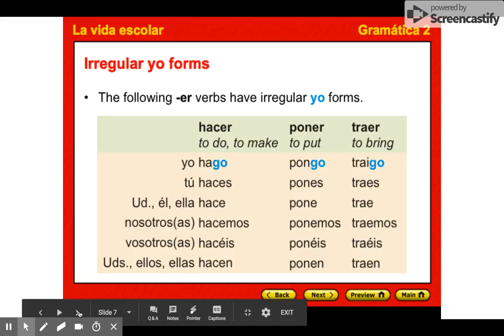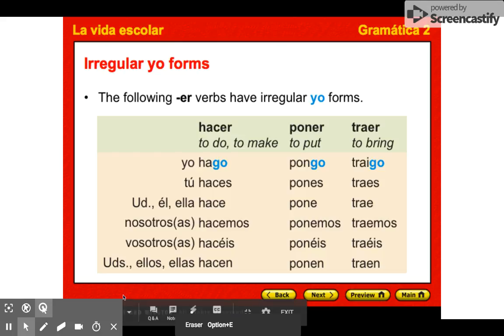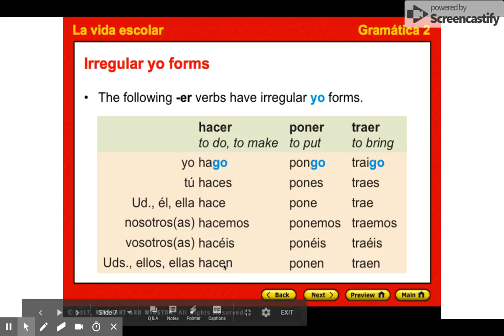So back to this slide. So here's the first one. Hacer, which means to do or to make, has an irregular yo form of go. So the yo form is hago. But the rest of the conjugations, it's an ER verb, follow the ER rules.